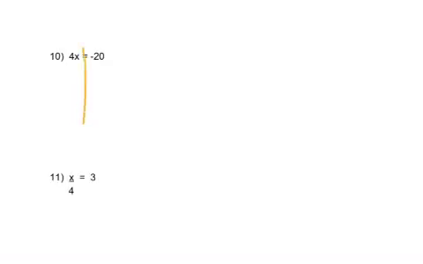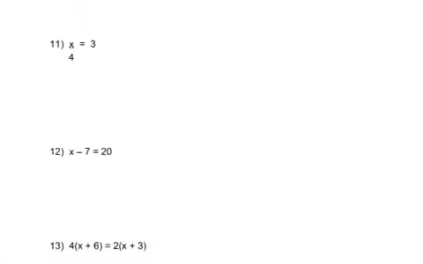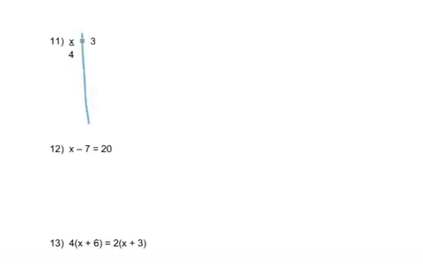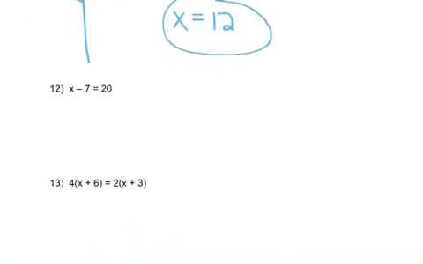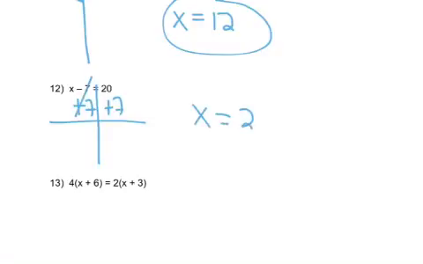Number 10, this is just a one-stepper, the opposite of multiplying by 4. I'm going to divide both sides by 4. Those cancel. So x equals negative 5. The opposite of dividing by 4 would be multiplying both sides by 4. When I do that, my 4's cancel, so x would equal 12. The opposite of subtracting 7 would be adding 7 to both sides. So in this case, you would have x equals 27.